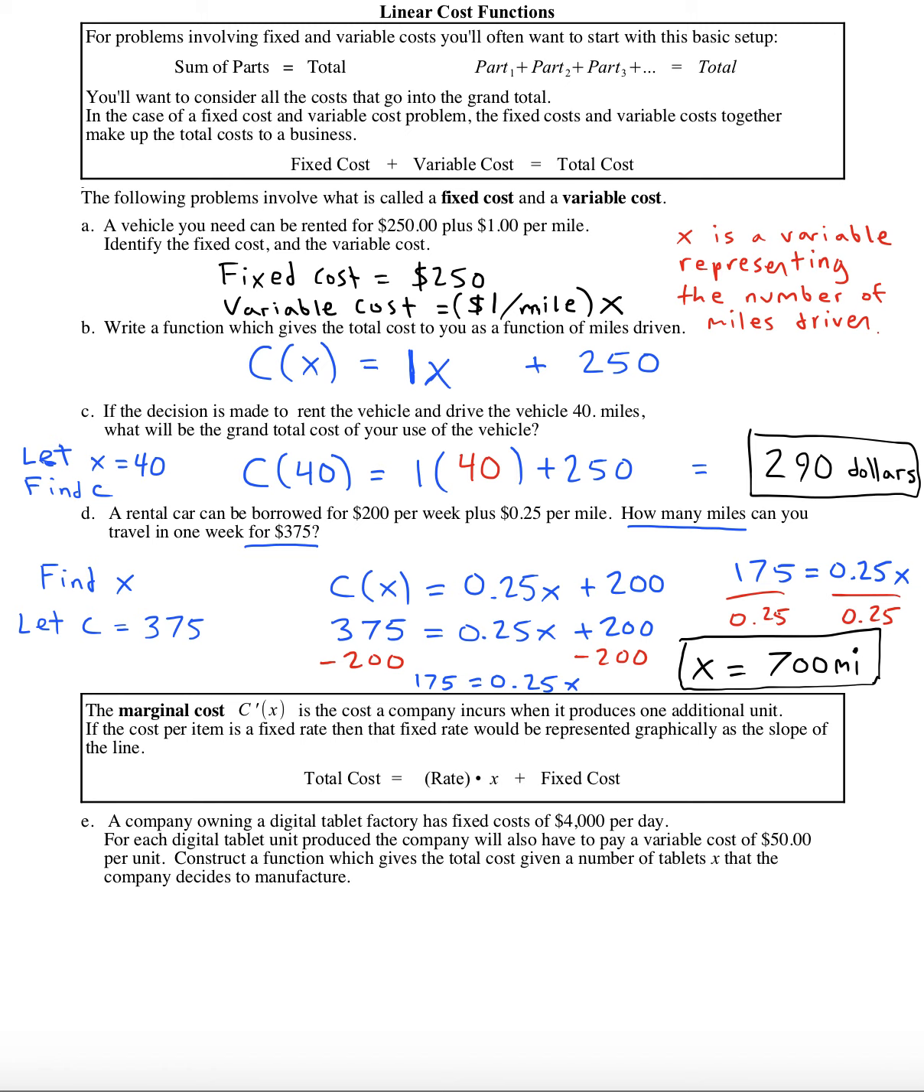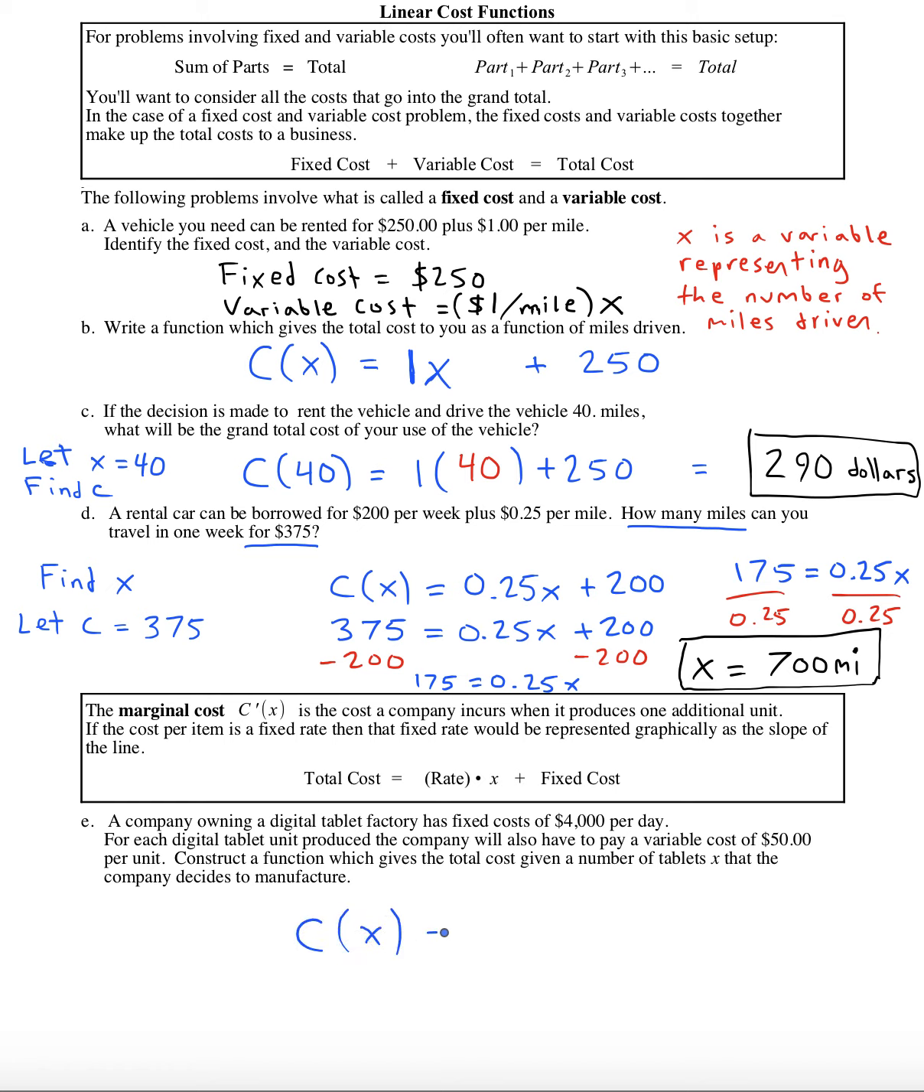So what is the marginal cost? It's the cost a company incurs when producing one additional unit. So if the cost per item is a fixed rate, then that fixed rate will be the slope of the line. Let's check out this problem. A company owning a digital tablet factory has fixed costs of $4,000 per day. For every tablet that they produce, they have to pay a variable cost of $50 per tablet. Construct a function given the total cost as a function of number of tablets that they produce.